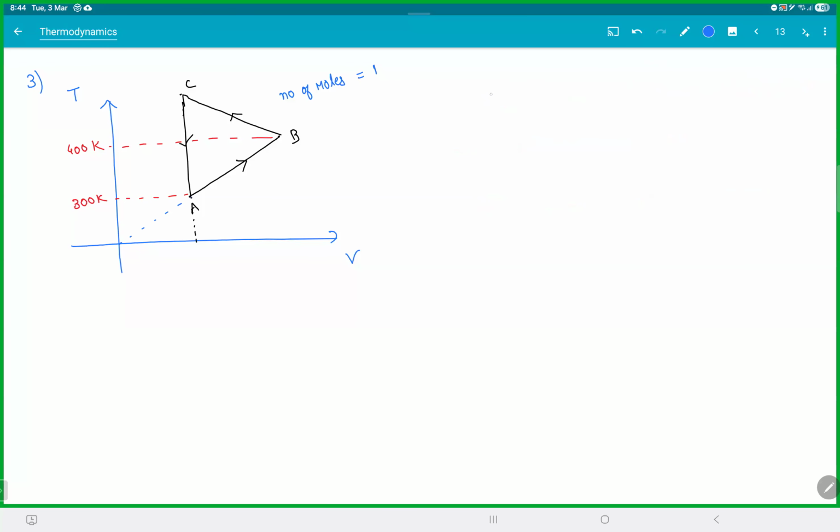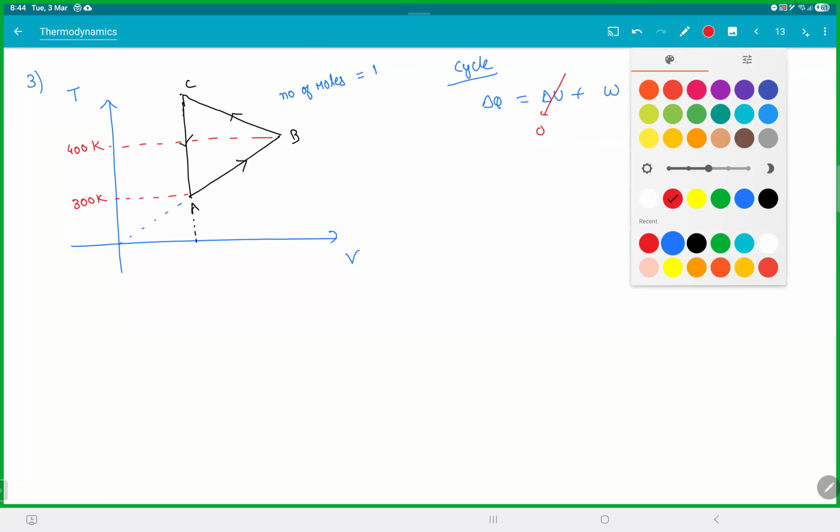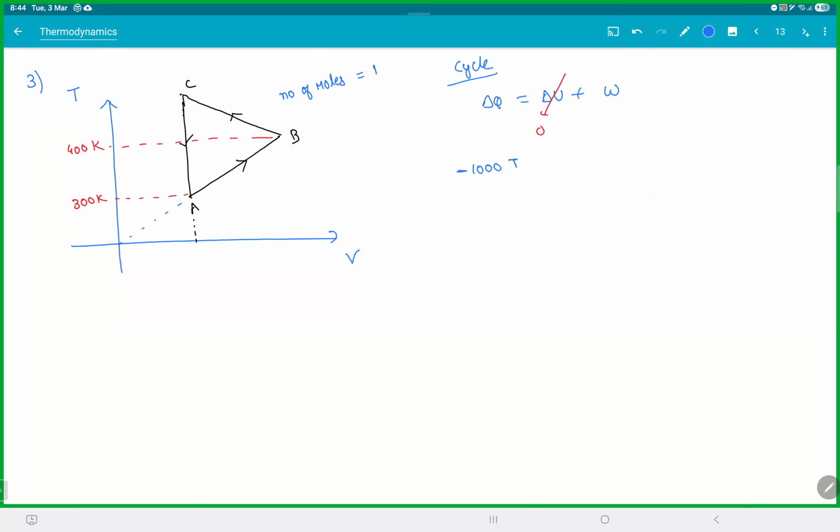So in the full cycle, delta Q is equal to delta U plus work done. This is your first law for the full cycle. Delta U is zero, it's a state function. And this will be minus 1000 joules. This is the work done. So work done from A to B plus work done from B to C plus work done from C to A. But I know C to A is zero. Why? It's an isochoric process. And A to B is an isobaric process.